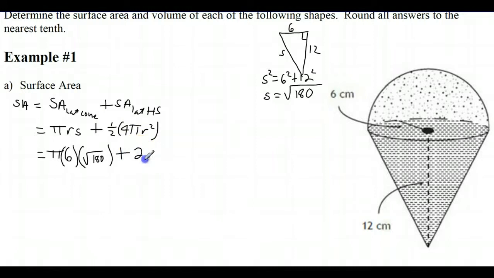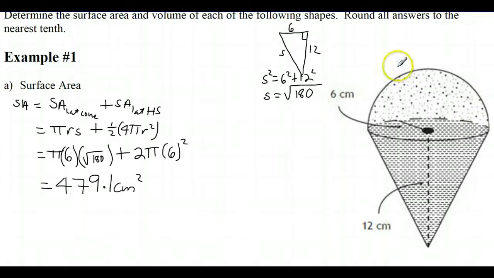Plus, 1/2 times 4 is 2, so let's just go with 2 pi and then 6 squared. Okay, so this could simplify to 72 pi, but we've got this, and we're just going to plug it into our calculator, which I'm not going to do for you because there is nothing really special here. Just remember that you type the pi, then times 6 times root 180, then you move out from under the root sign before you do the plus 2 pi times 6 squared, and double check, you should get 479.1 square centimeters.